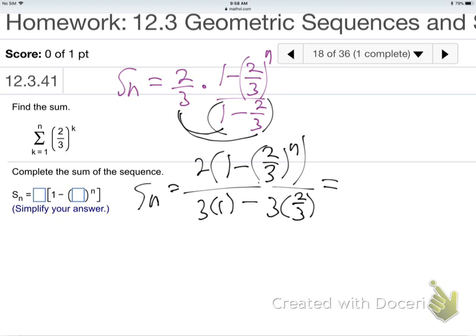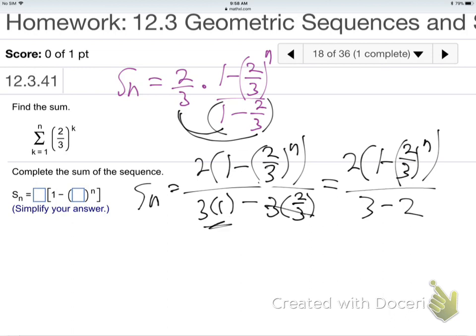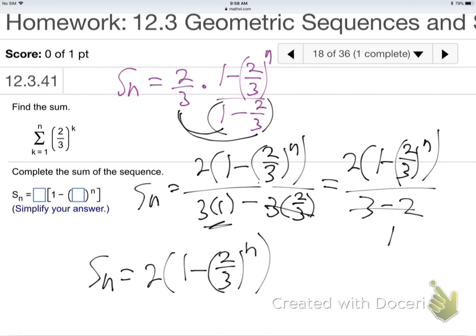Am I going too quick? Does that make sense, what happened down there? That 3 just distributed to both of those. And then these cancel. And so we get 1 minus 2/3 to the n. And this is 3 minus 2, isn't it? 3 times 1 is 3. The 3 is canceled here, it gets 2. 3 minus 2 is 1. And anything over 1, we just skip that. So it's just the numerator. And there we go. We're done.